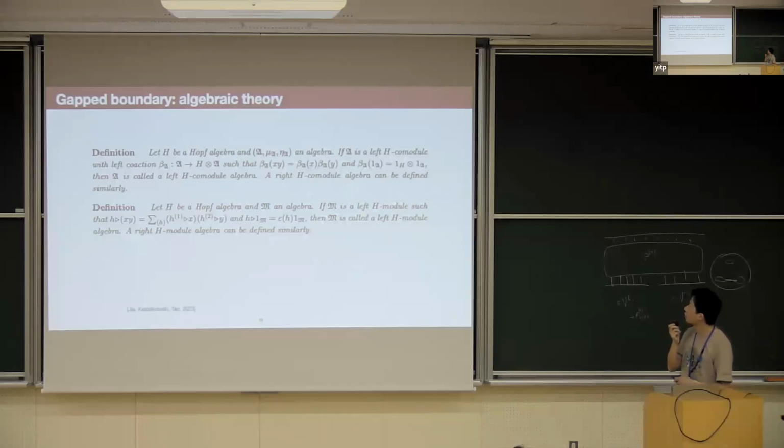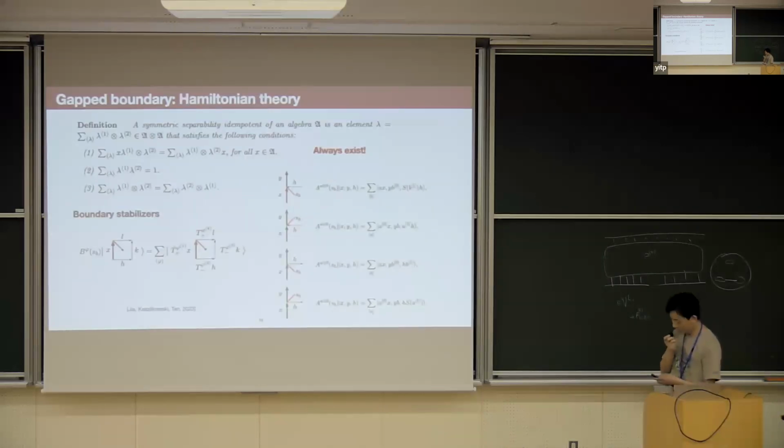So for the H comodule algebra, we know that there is a left coaction from A to the H tensor product A, and it satisfies two axioms. This is not so crucial, but our key observation is that the main data we need is a special element of this H comodule algebra, which is called a symmetric separability idempotent. It satisfies these conditions, and we can construct a boundary.